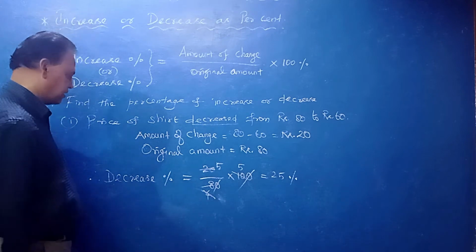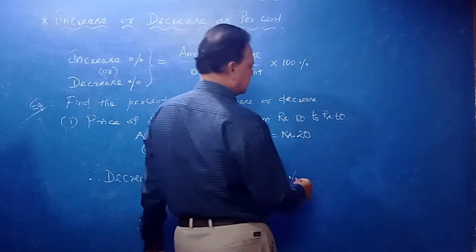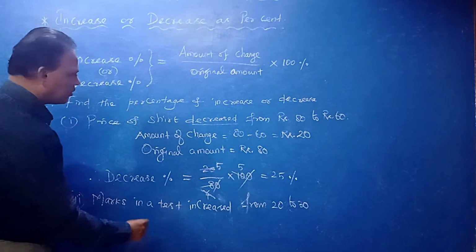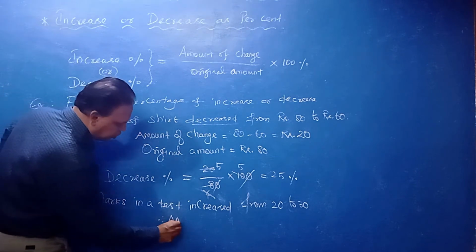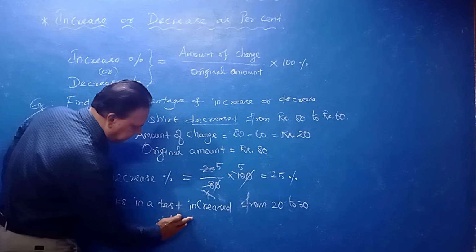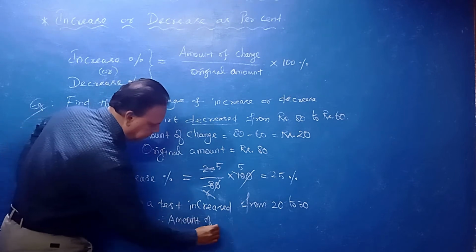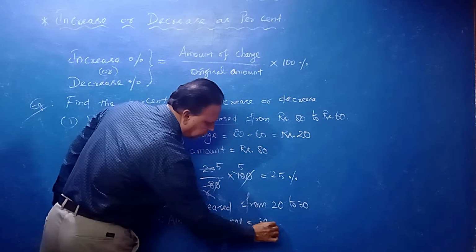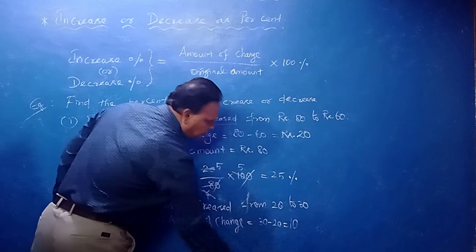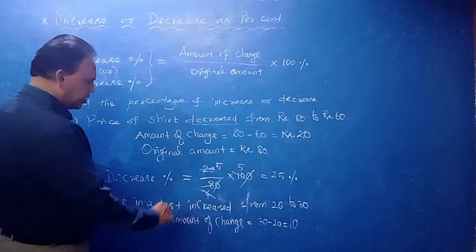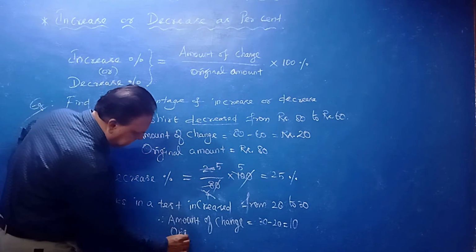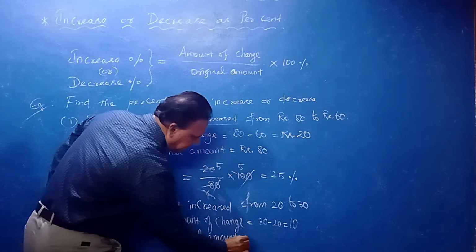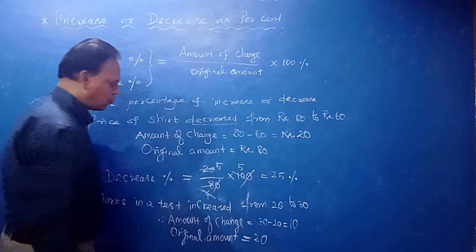You see the second one. So it increased. So find out the amount of change. Therefore, amount of change is 30 minus 20. Always highest minus lowest. 10. Amount of change is 10. Original amount is 20.